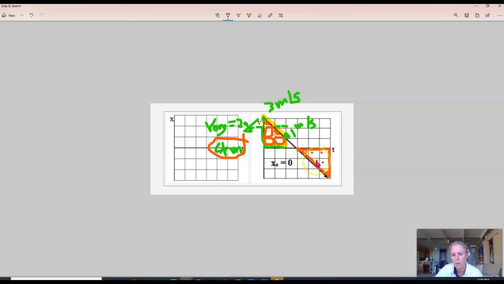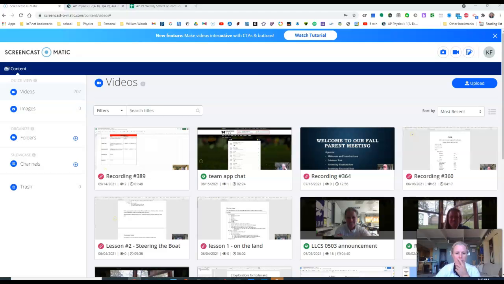So if I went 3 seconds backwards, I'd have 1, 2, 3, and then 1.5 for a total distance of 4.5. Okay? So we'll do that in our homework. I'm getting right at 11 minutes, so let me try to close this up.